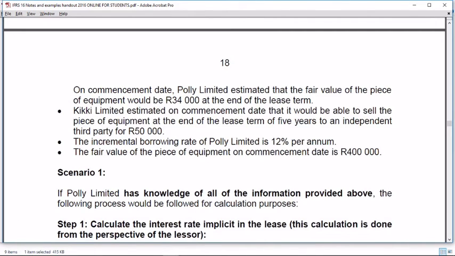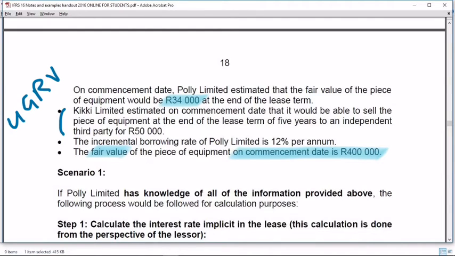On commencement date, Poly Limited estimated that the fair value of the piece of equipment would be 34,000 Rand at the end of the lease term, which is less than the residual value guarantee of 40,000. Kiki Limited, the lessor, estimated on commencement date that it would be able to sell the piece of equipment at the end of the lease term of 5 years to an independent third party for 50,000 Rand. So this is a possible indicator of our unguaranteed residual value, only applicable to the lessor. They give me the incremental borrowing rate of Poly to be 12%, and then the fair value of the piece of equipment on commencement date is 400,000 Rand.